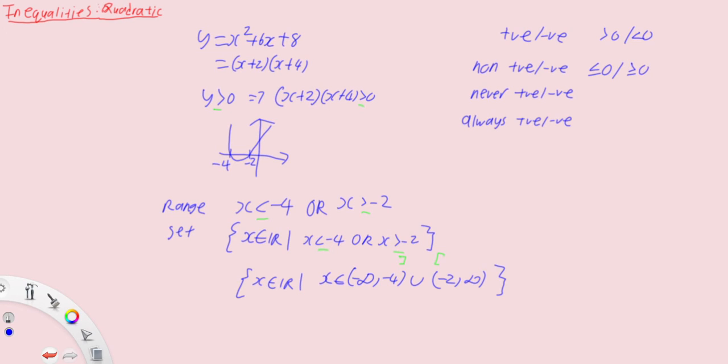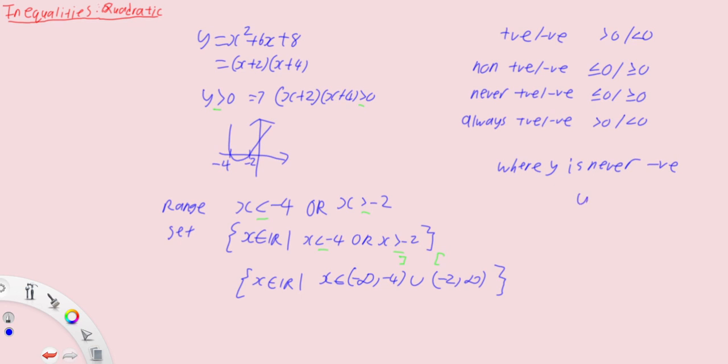Never positive, never negative: same thing as non-positive, non-negative. So we have less than or equal to 0 or greater than or equal to 0. Always positive, always negative: same thing as the first one. It's simply greater than 0 or less than 0. All right. So again, let's say for this case we have when y is never negative.